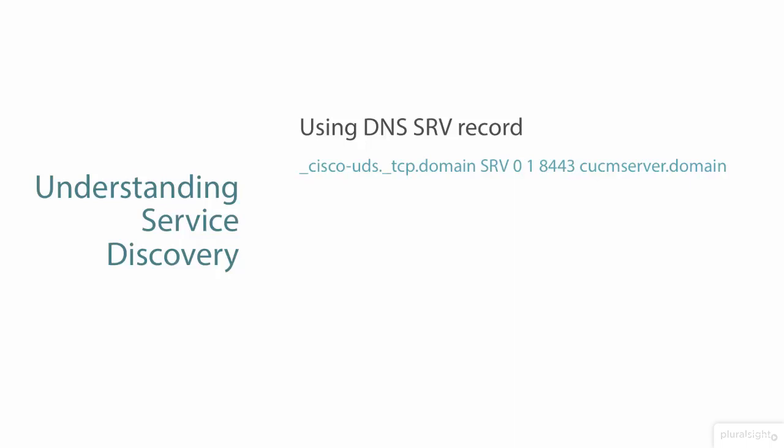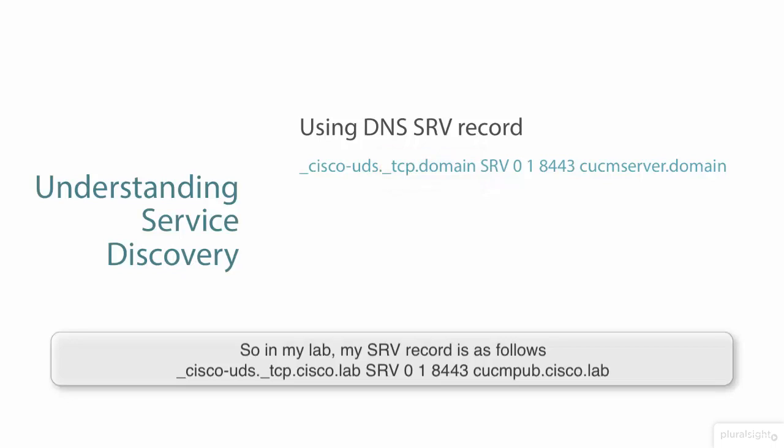_Cisco-UDS._TCP.domain SRV 0 1 8443 and then CUCM server.domain. So let me walk you through what this is. We're defining an SRV service called Cisco UDS. It is a TCP service for a given domain. So in my example, it would be _Cisco-UDS._TCP.cisco.lab. And then SRV is the record type. 0 and 1, those have to do with weights, so you could make those 0 0 0 1. For the purposes of this demonstration, that's not going to affect it at all. 8443 is the port we're going to connect on. And then CUCM server.domain is going to be the call manager, so cucmpub.cisco.lab.